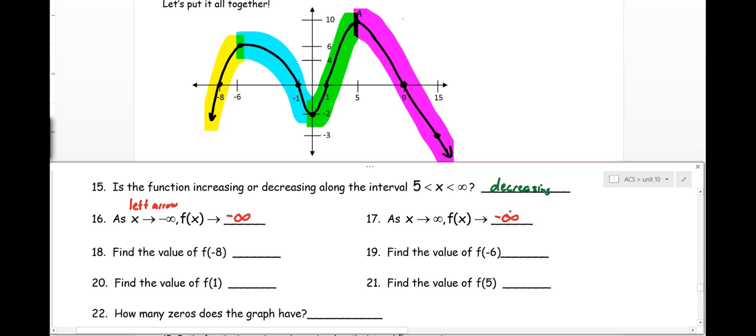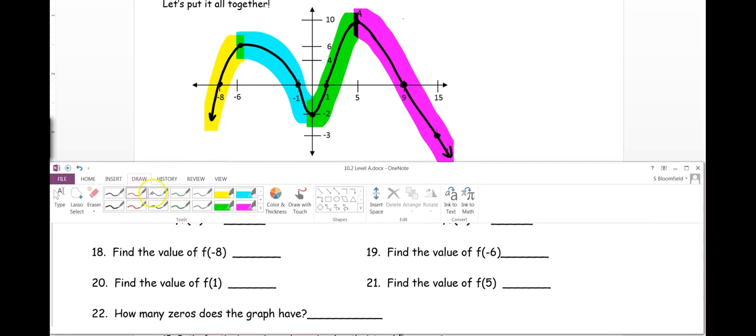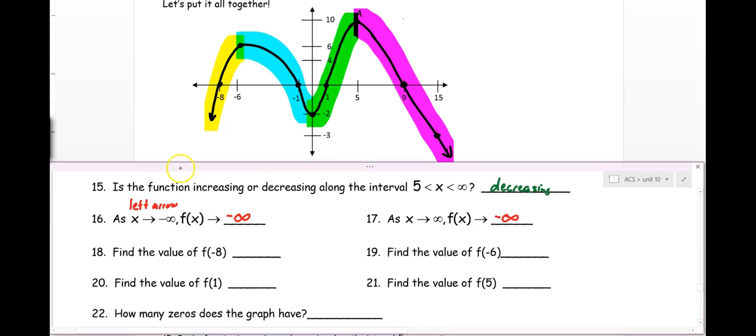Find the value f of -8. So here's -8 on the x-axis. The graph is going through that point, which means my y value is 0. f of -6. So here's -6. Here's my graph. That y coordinate is equal to 6. So we would say the value is 6.